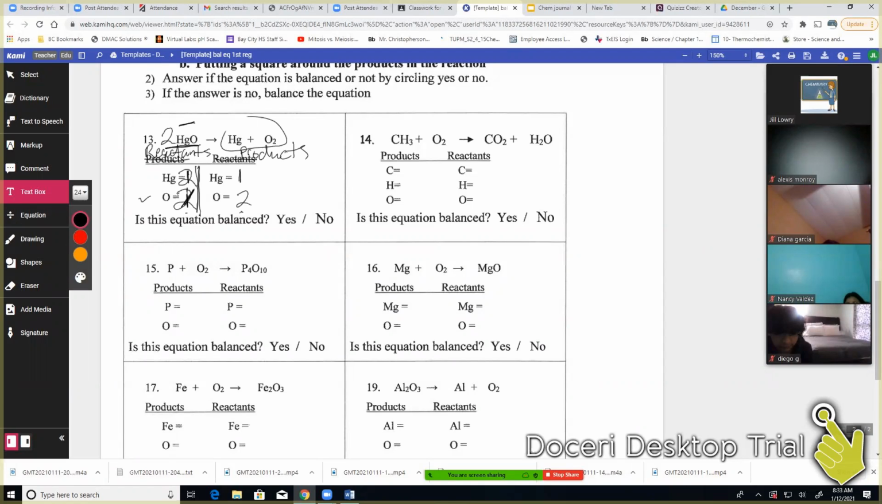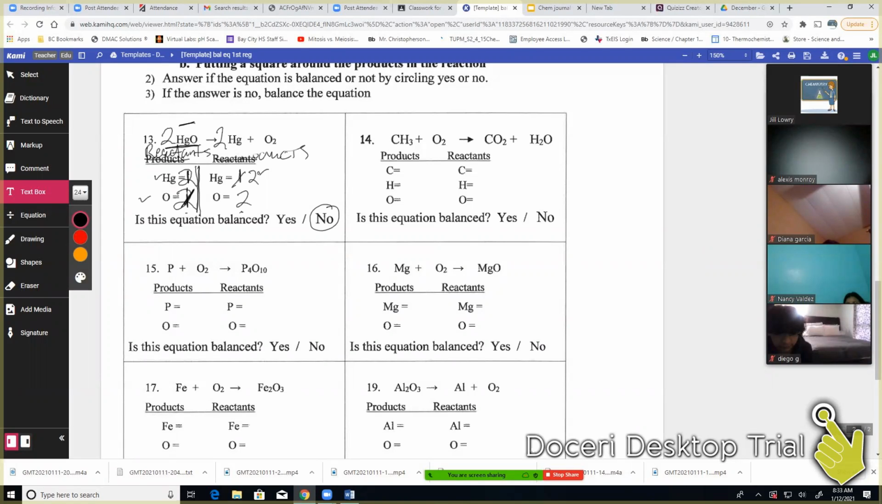So now what I need to do, let me erase this because I don't need all that. I need to go back and fix that. So now my oxygens are good, but now I have 2 mercury here and only 1 here. So what kind of coefficient do I need to put here in front of this mercury to get it balanced? A 2. And now finally I have 2, 2, 2, 2. So originally it was not balanced, but now we have it balanced. And that's usually how it works when you balance equations. You get one thing fixed and it messes it up, and then you got to go back to the other side and see what you need to do to fix it. So you're kind of going back and forth, back and forth.